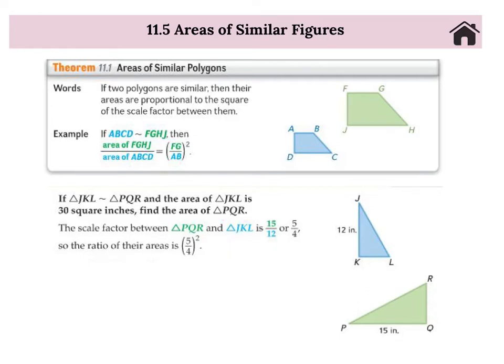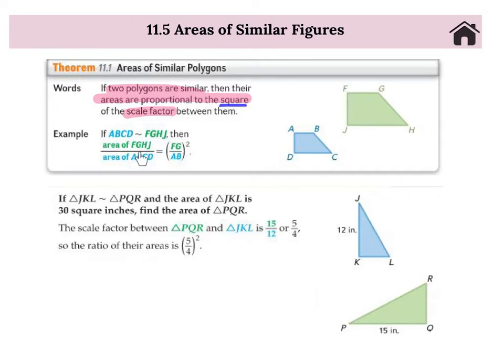Hey everybody, so today we're going to be talking about areas of similar figures or similar polygons. We learned about the perimeter and how it's proportional to the scale factor, or that ratio between corresponding sides. Today we are going to learn that if you have two polygons that are similar, the areas are proportional to the square of the scale factor. That's the biggest difference between area and perimeter. Area is going to be that scale factor squared.